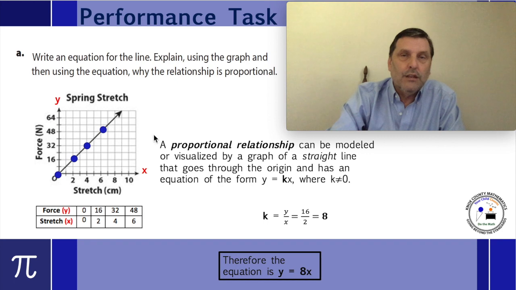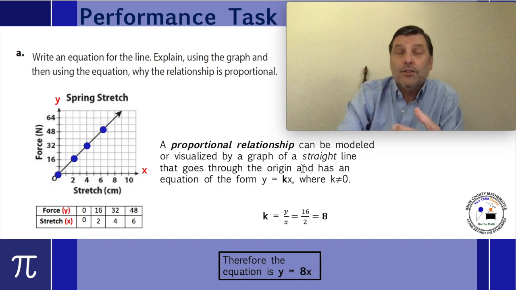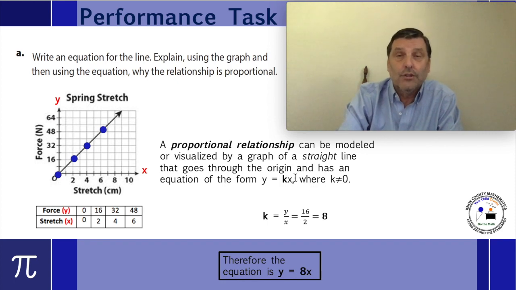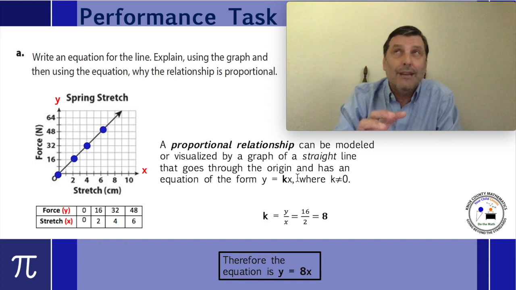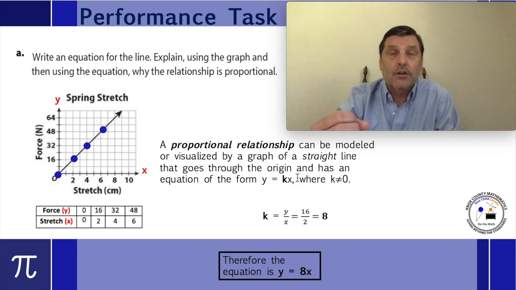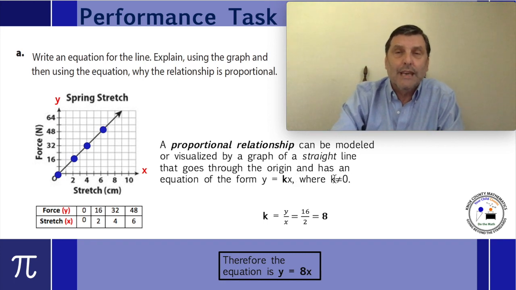But how about using the equation? We also know that if it is that straight line, then the equation comes in the form of y equals k times x. Now remember that from last week, k times x. k is our constant of proportionality, where k does not equal 0.